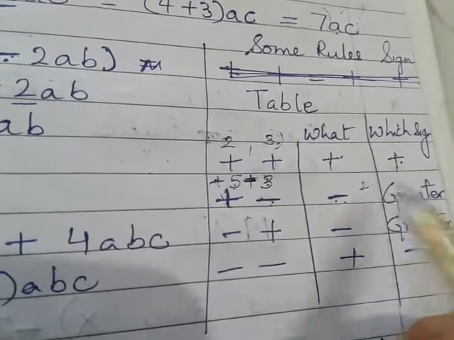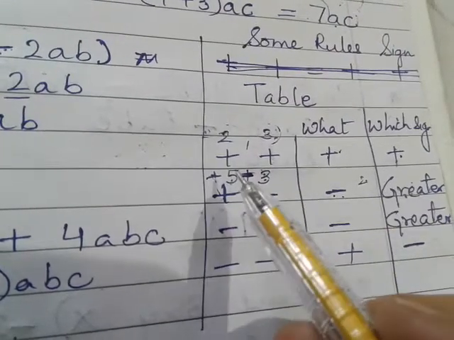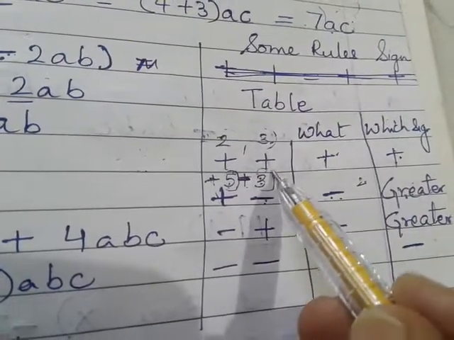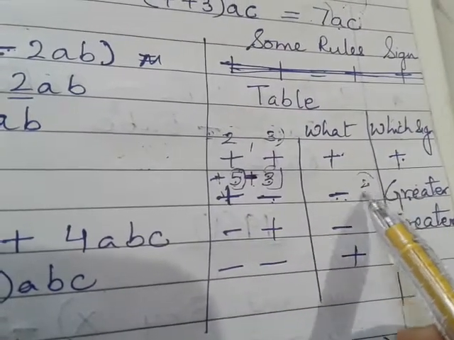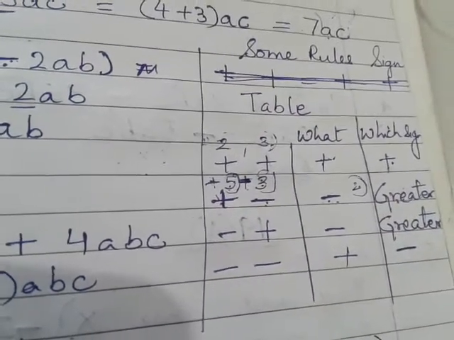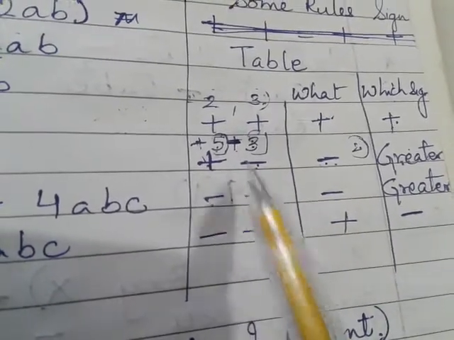Now which sign should I put, because I am confused between plus and minus? So the greater. Now which is greater? 5 is greater or 3 is greater? 5 is greater. What is 5's sign? Plus. So I will write only 2, plus 2. Okay.